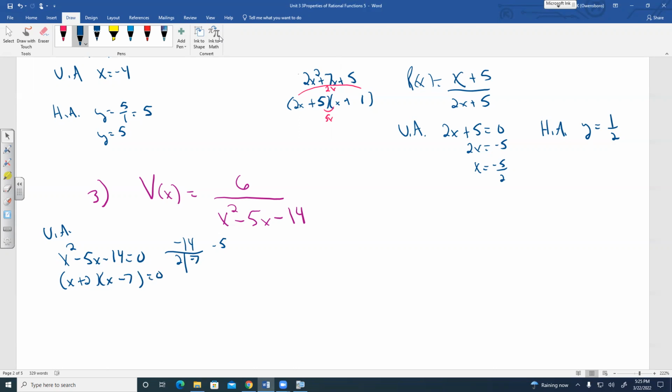So we set each one of these equal to 0 and solve for x. So that would be x equals -2. And this would be x equals 7. That would be the two vertical asymptotes.